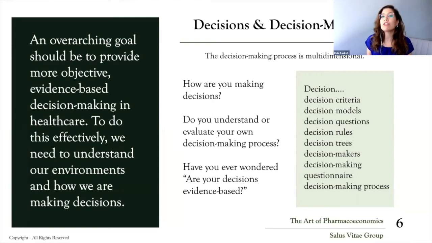Because we know decision-making is multidimensional, we have to incorporate and think through what is going through our decision-making process. Now, in the book, I talk a lot about decision-making because it's driving a lot of the need for these types of analyses in general. So in the book, you're going to find things such as decision criteria, decision models, decision questions, decision rules, decision trees, which is a specific methodology within that.